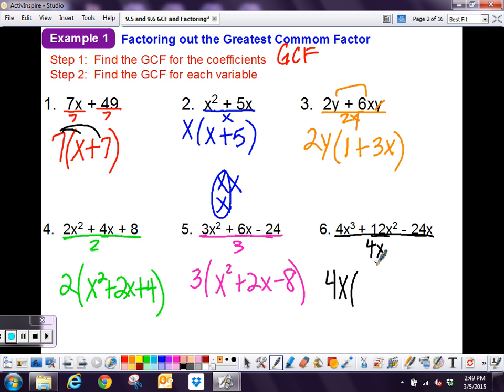So from this first term, I'm going to be left with x squared. The second term, I'm going to be left with 3x. And this last term is going to be minus 6.